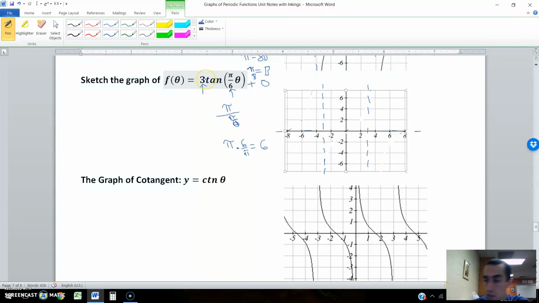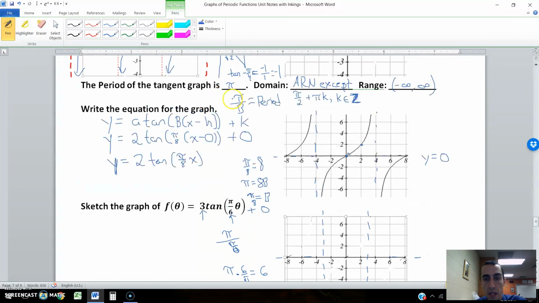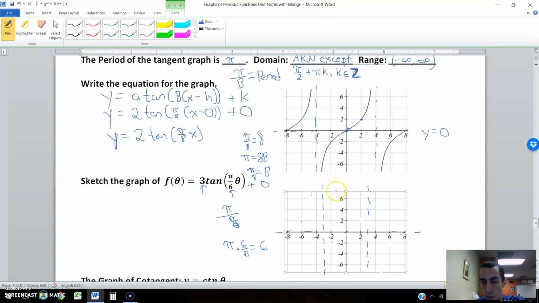Now this amplitude is 3, meaning that the point halfway in between the intercept and the asymptote is going to have a y value of the amplitude, which is 3. So halfway between 0 and 3 is 1.5. So the y value there needs to be 3. Negative 1.5, negative 3. Crossing at the origin, and then we draw our curve.